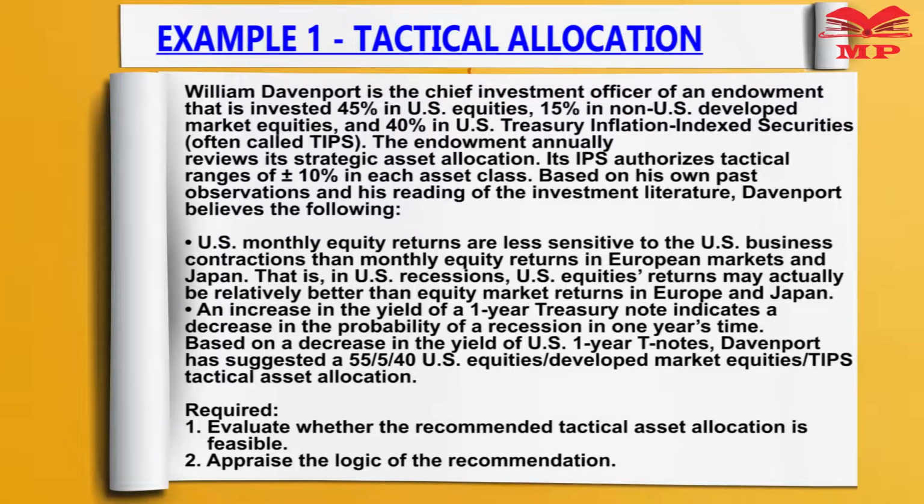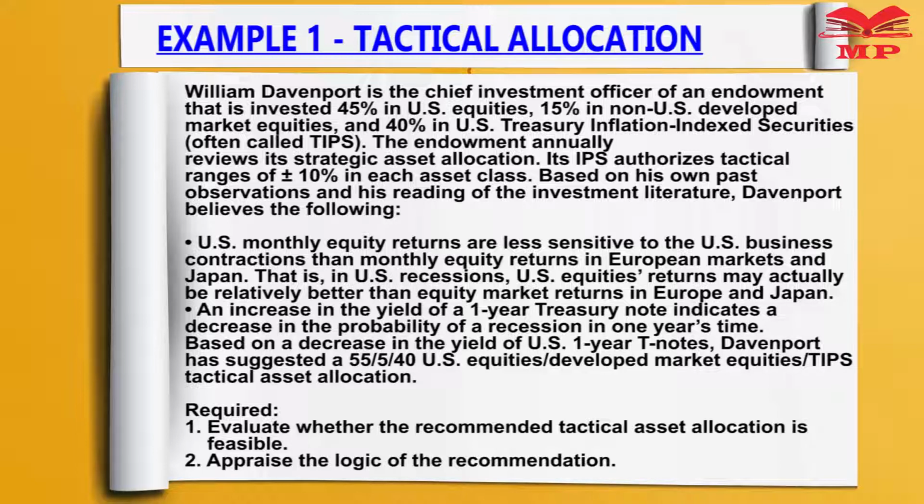William is a chief investment officer of an endowment that is invested 45% in US equities, 15% in non-US developed market equities, and 40% in US Treasury inflation index securities. They're usually called Treasury inflation protection securities. The endowment annually reviews its strategic asset allocation. Its IPS, or investment policy statement, authorizes tactical ranges of plus minus 10% in each asset class.